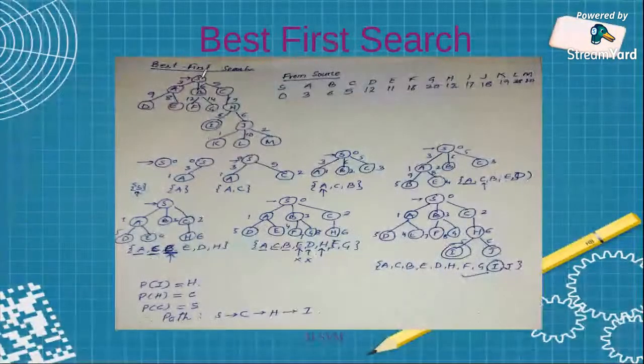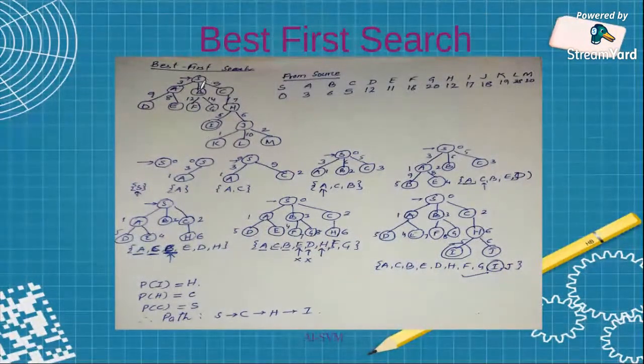So how is it done? Best first. This is a problem we are looking at. This is our source, and this is the goal we want to reach. S is the source, I is the goal. So we started from the source S, and we have written all the nodes. To start with, we have traveled zero distance, so all these are blank.